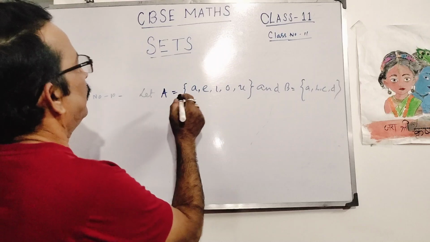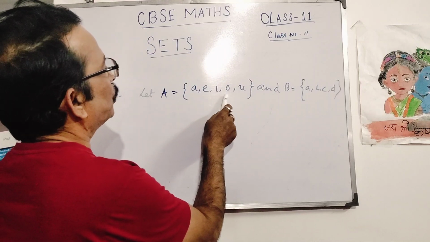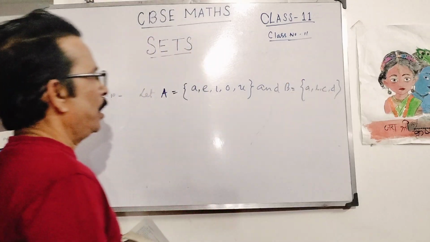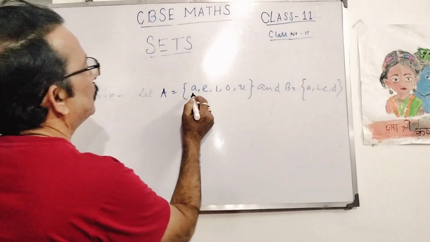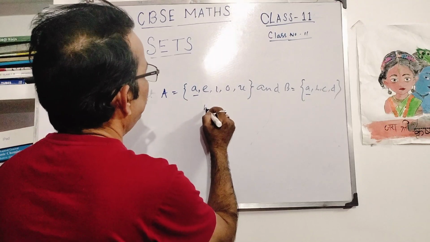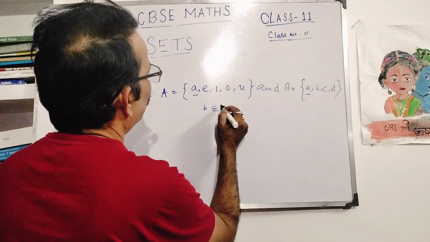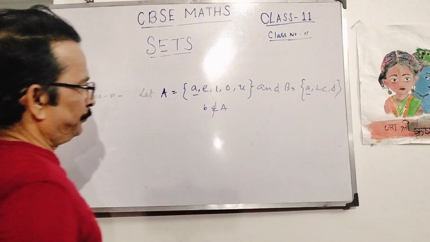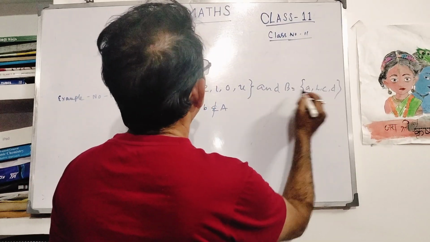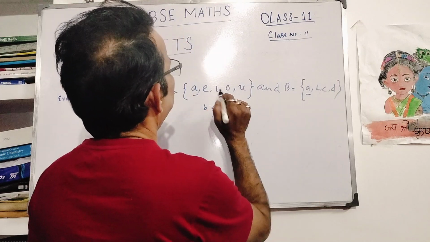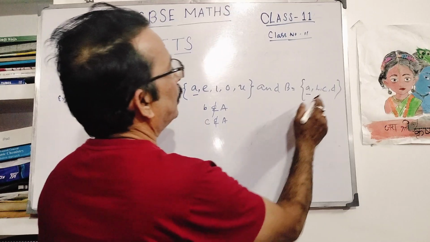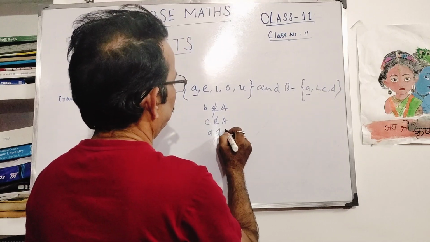Let's see. The elements of A are A, E, I, O, U and the elements of B are A, B, C, D. So here A is common, but B does not belong to A. C, here there is no C, so C does not belong to A. D does not belong to A.